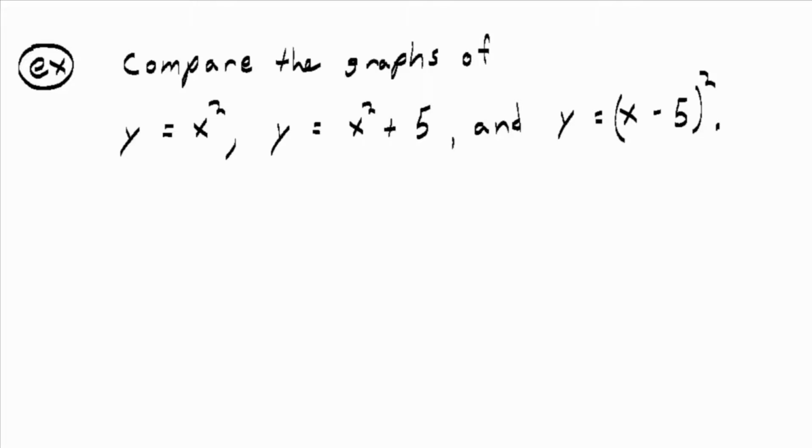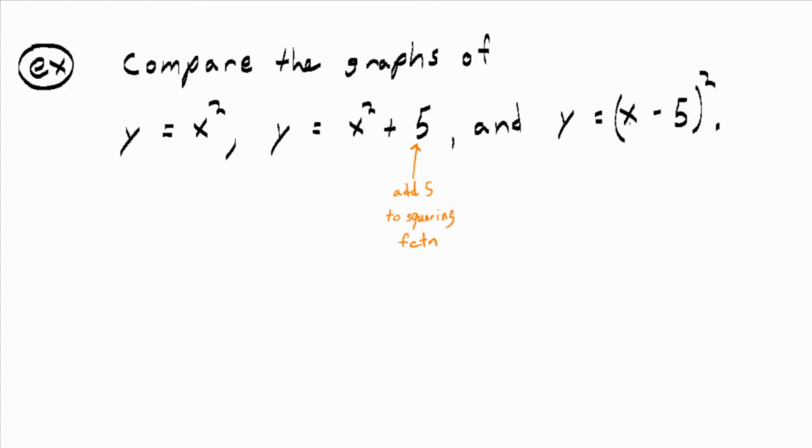On the calculator, let's compare the graphs of y equals x squared plus 5. So the plus 5 is outside the squaring function, notice. Here, plus 5 means you're adding 5 to the squaring function, if you think of y equals x squared as the squaring function, right?